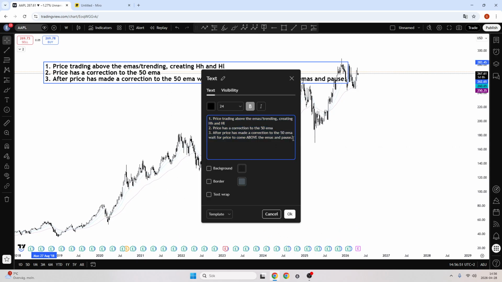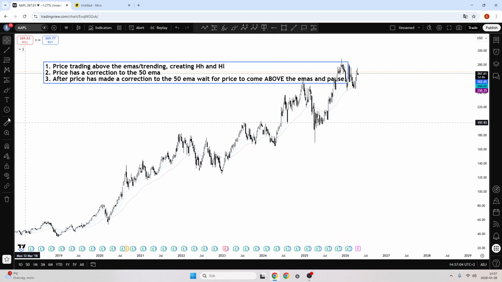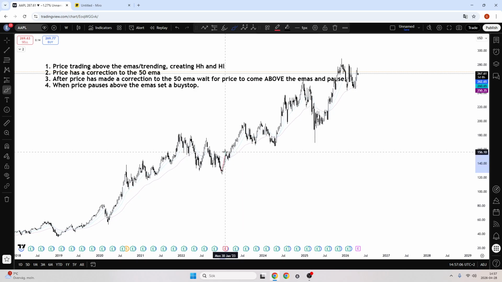So let's write point 4. When price pauses above the EMAs, set a buy stop. All right, so that basically means when price comes over the EMAs and pauses, set a buy stop over that high right there, over that high.